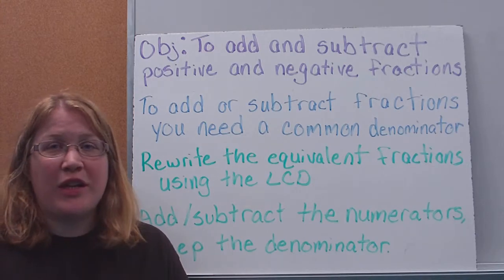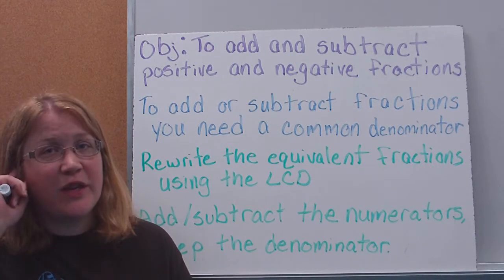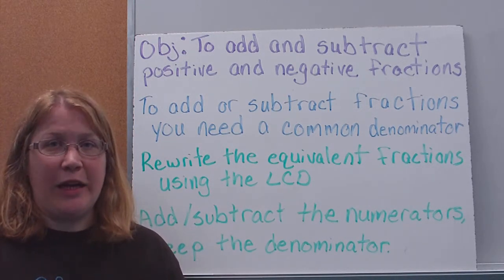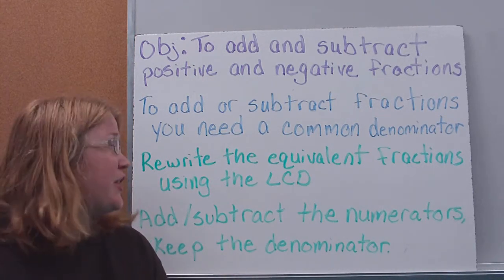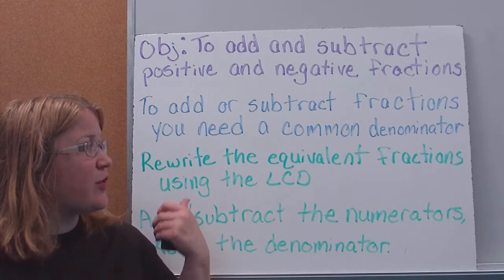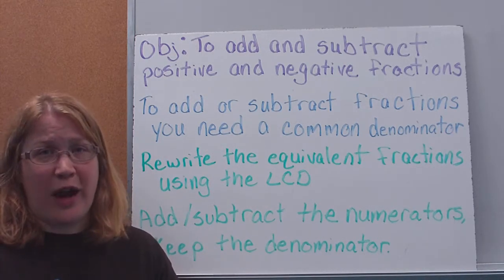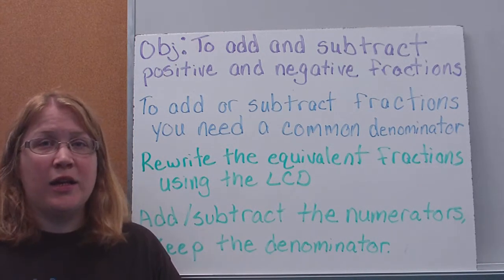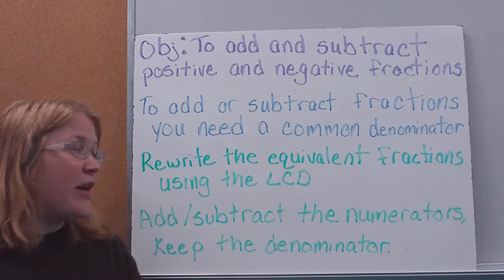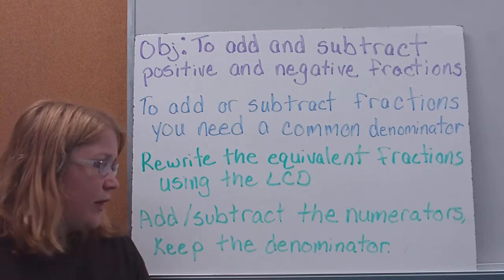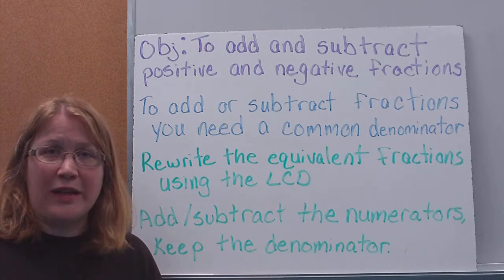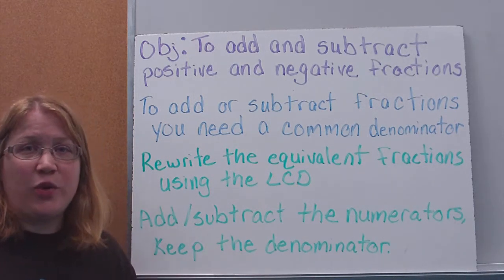So to add or subtract fractions, and I talked about this some in some of our previous videos, we need a common denominator. We need to have the same size pieces when we're adding or subtracting fractions. So how do we add or subtract them? We rewrite the equivalent fractions using our LCD, least common denominator, and then we add or subtract the numerators depending on what it's asking us to do, and we keep the denominator for our answer. The denominator doesn't change, okay?